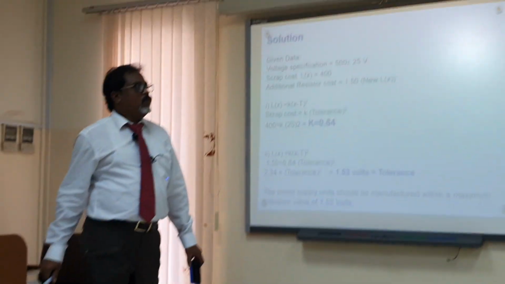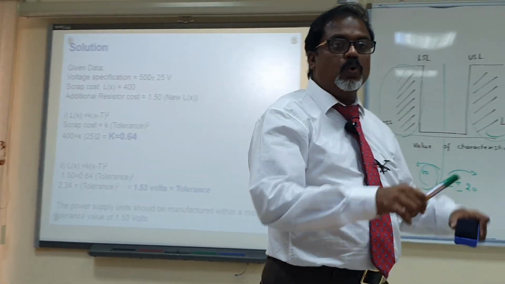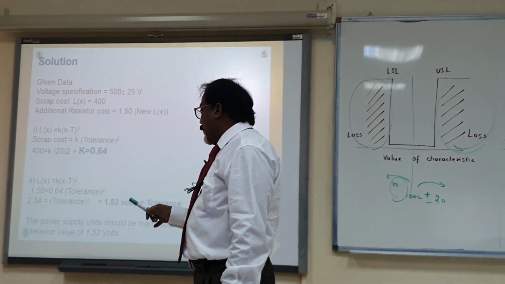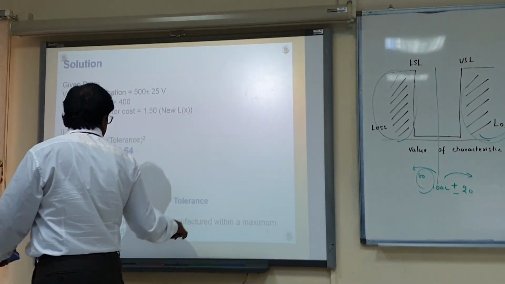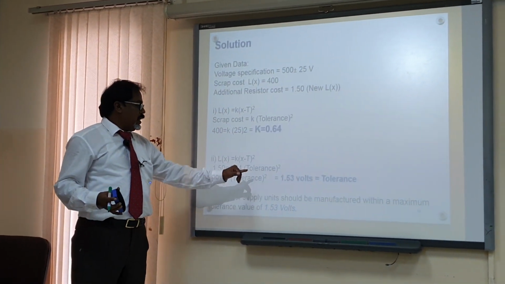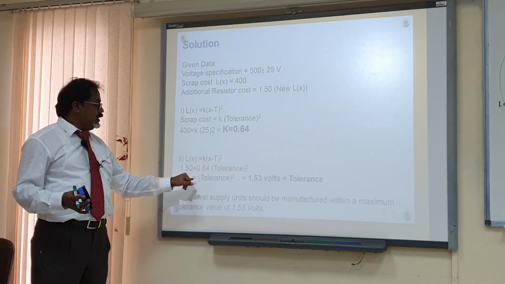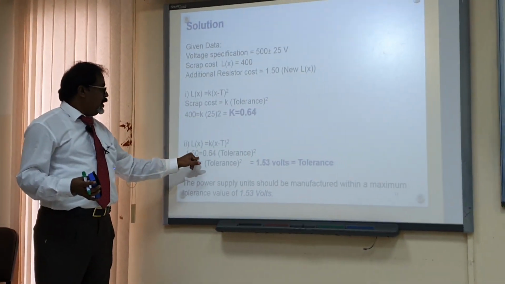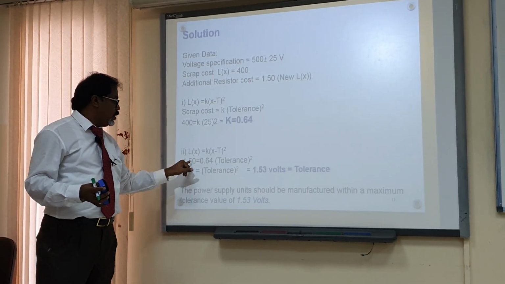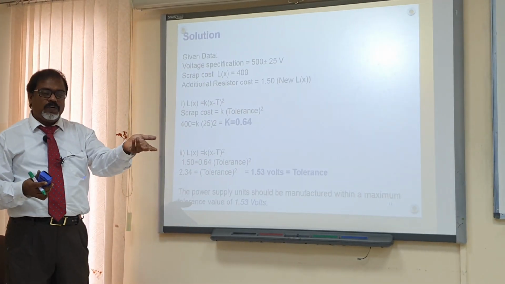Okay. Now what is the next? It's given that when you are going to include one resistor, what will be the tolerance value? This is what they are questioning. So what is the maximum tolerance we can give? See, the 0.64 is the Taguchi loss function we have already calculated. Then 1.50 extra you are going to invest. This is what 1.50 is given. So the loss for the company is only 1.50 extra.